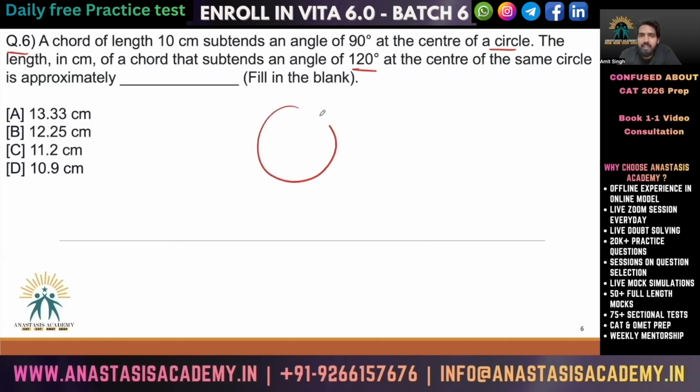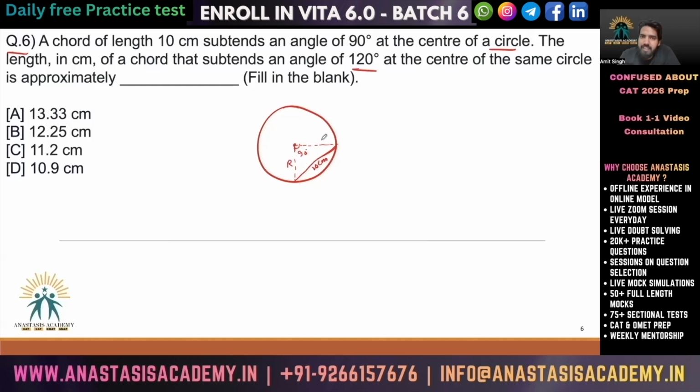So a circle is given and you have a chord of length 10 centimeters that subtends an angle of 90 degrees at the center. So this angle would be 90 degrees. This chord would connect these two points. This point and this point, right? So this is the chord. Now the chord length is 10 centimeters and this angle is 90 degrees.